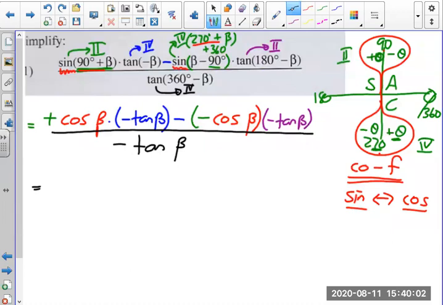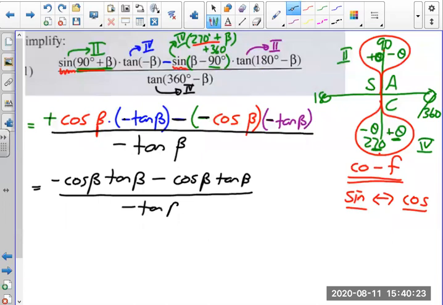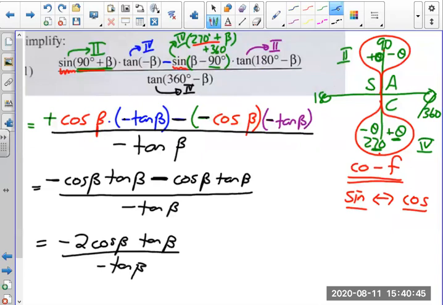Now I'm just going to simplify. Plus times a minus is a minus. Cos beta, tan beta. Minus times a minus is a plus, times a minus is a minus. Cos beta, tan beta, over minus tan beta. On top I have a minus, I subtract. So minus cos beta tan beta minus another of the same will give me a minus 2 cos beta tan beta over minus tan beta. And can you see the tan betas cancel, the negatives cancel, and I'm left with a 2 cos beta.